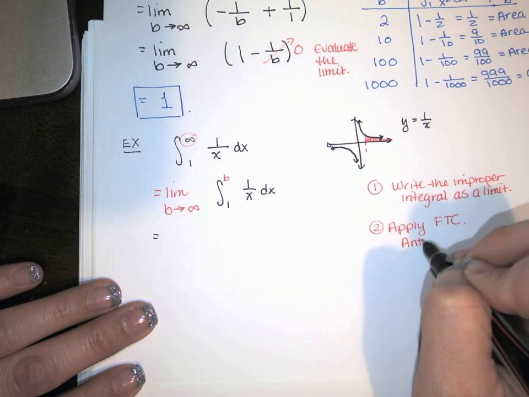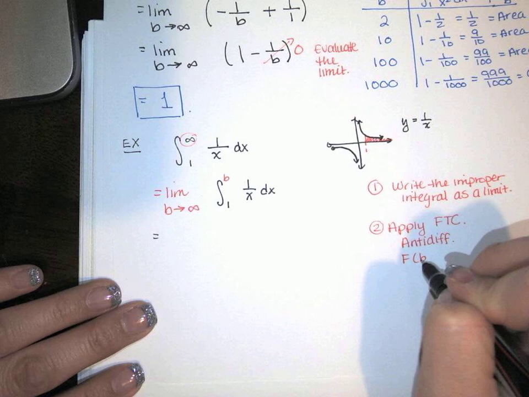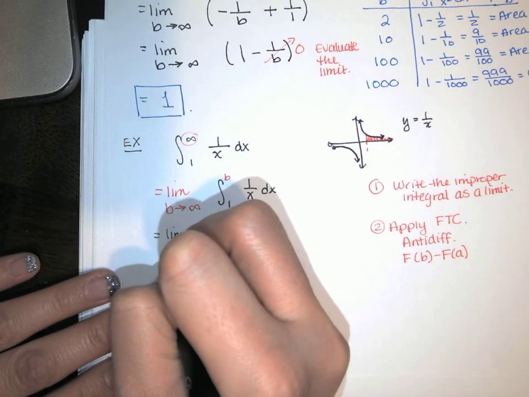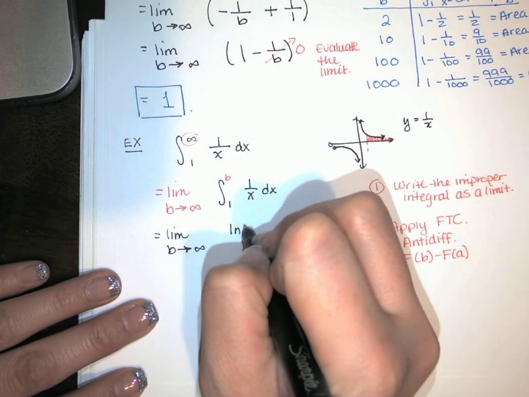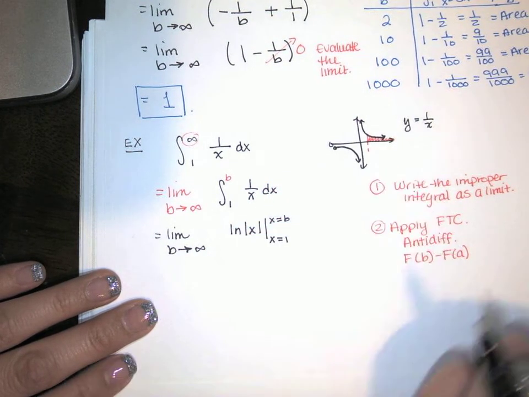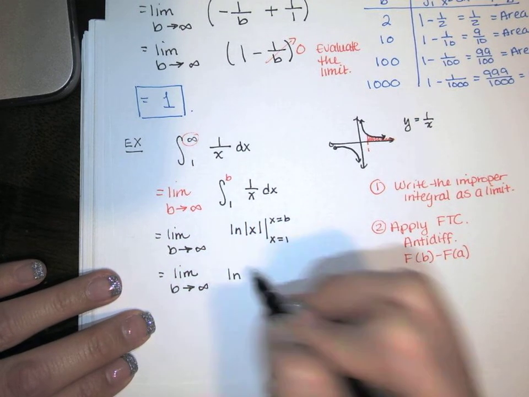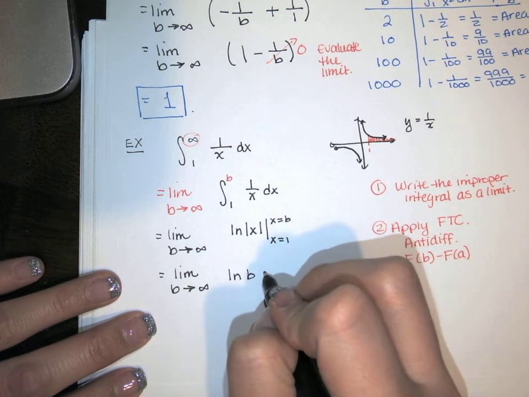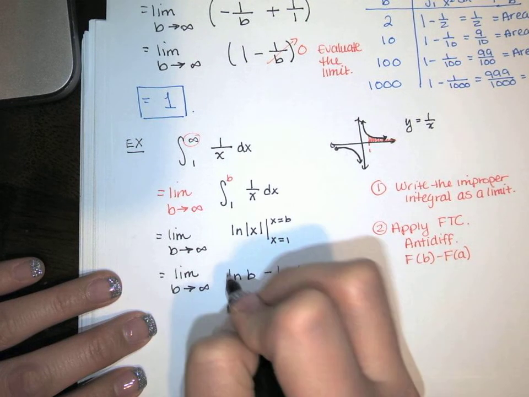So we need to anti-differentiate. That means we're going to find capital F, and then do F of b minus F of a. Easy breezy, super simple. So bring the limit as b goes to infinity down. The antiderivative of 1 over x, that is x to the negative first, is the natural log of the absolute value of x, evaluated from x equals 1 to x equals b. And we get the natural log of the absolute value of b, and since b is going to infinity, it's positive, so we can just say b, minus the natural log of the absolute value of 1, and the natural log of 1 is 0.